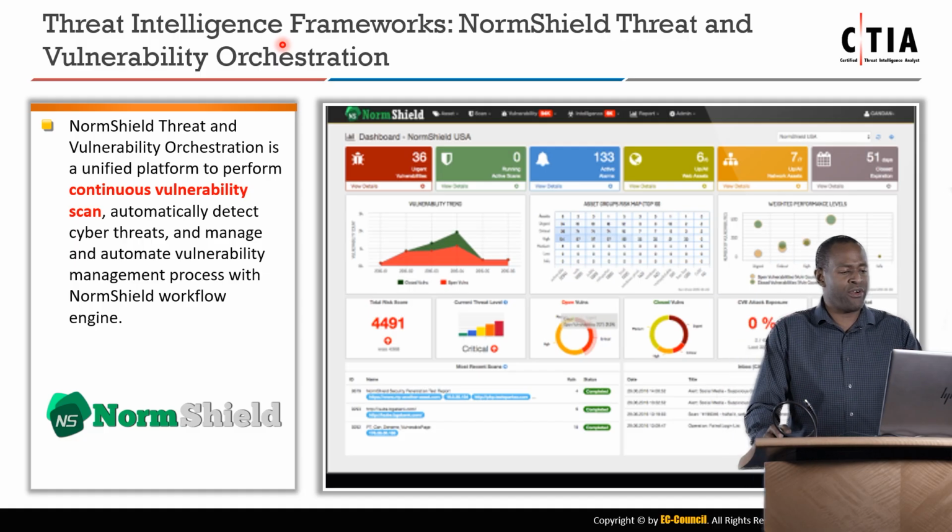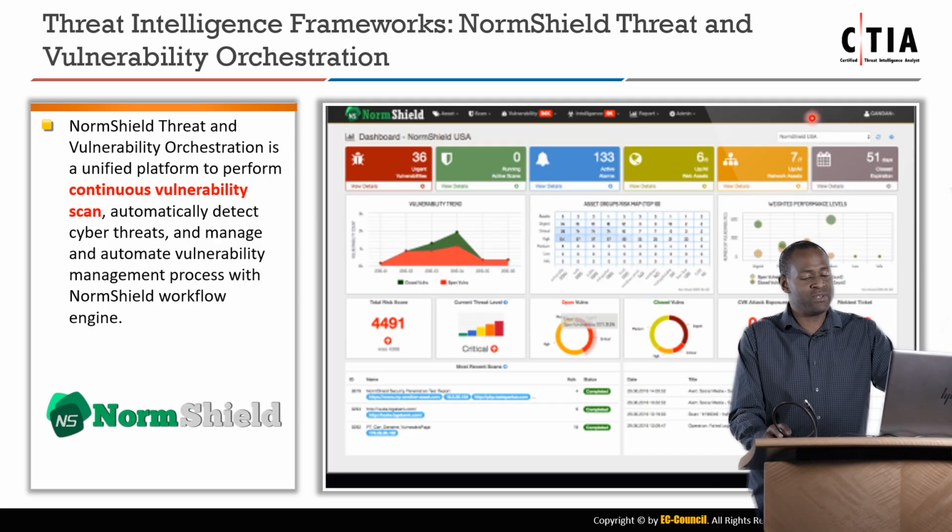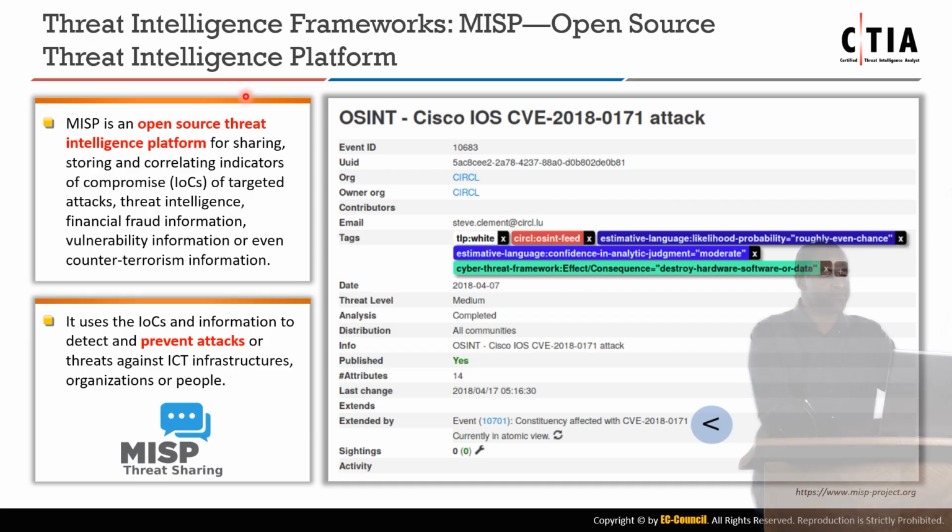So orchestration is actually very important. NormShield Threat and Vulnerability Orchestration is a unified platform to continuously scan for vulnerabilities. And that's another important word, continuous, right? We're always on the lookout for vulnerabilities, and we're looking for threats, detecting them automatically, and managing and automating the process with the workflow engine. Here we see NormShield's very nice little graphical output so that at a glance you can see what's going on in terms of threats to your organization.